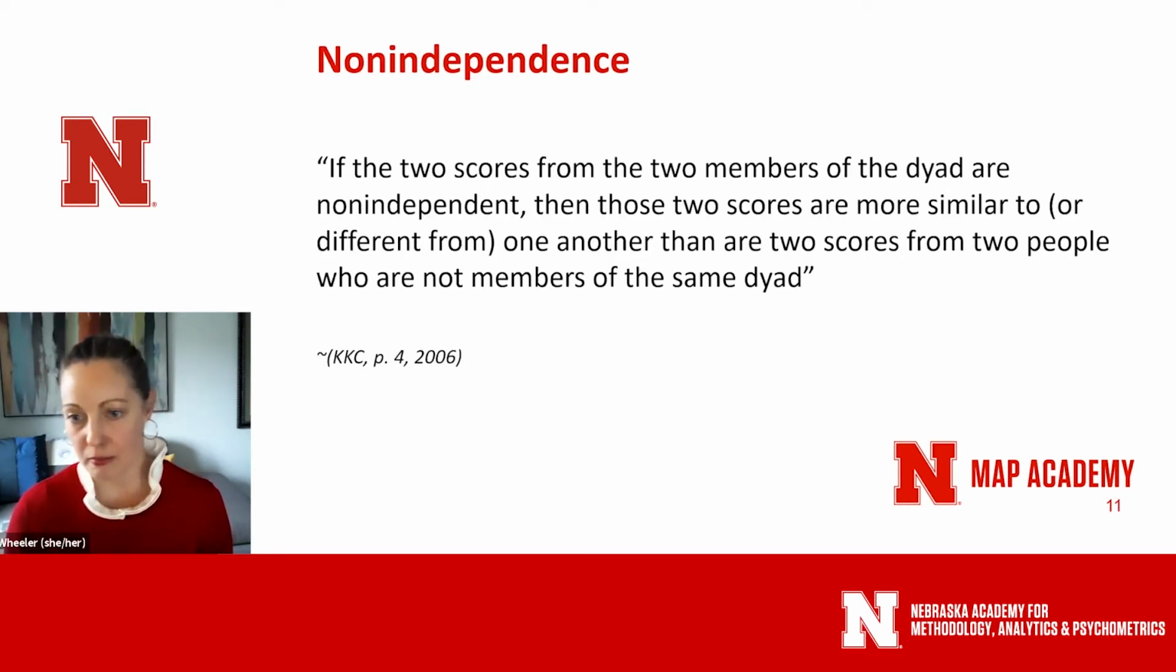So as you might expect, right, dyadic data violate that assumption of independence. Kenny and colleagues suggest that for these linked scores, the dyad members are more similar to one another than they are to people who are not part of that dyad, as with nested data designs, right? So that similarity of the dyad members is that aspect that's violating our assumptions of independence of units within our research.